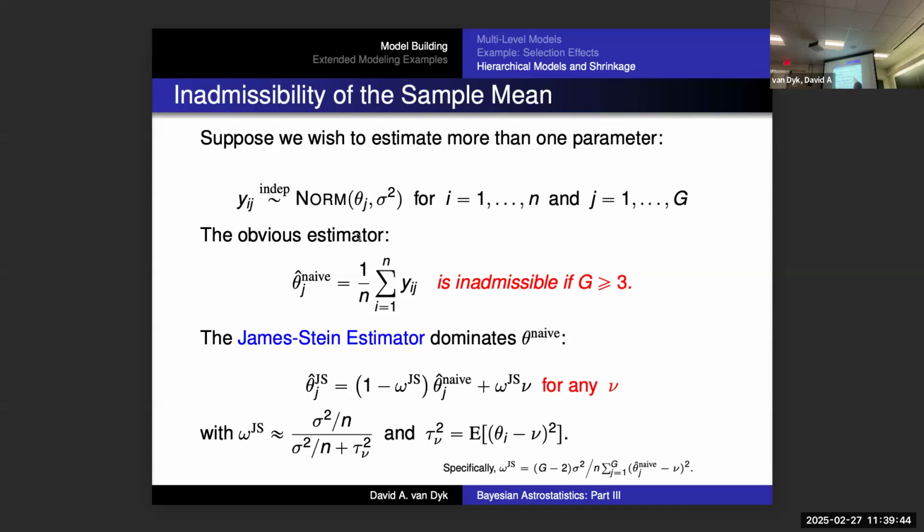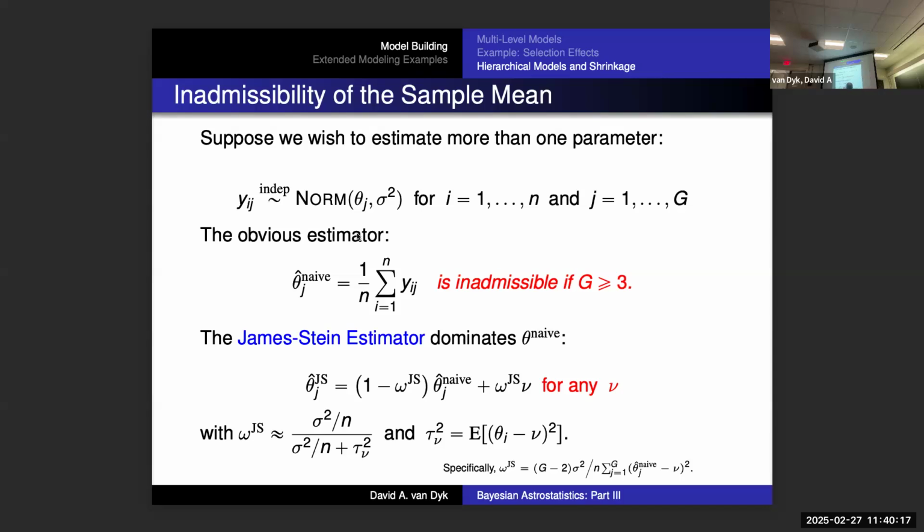Turns out that this is inadmissible if I have three or more groups. So if I just want to estimate one parameter or two parameters, the sample average is fine, but with three or more, there's a better estimator. It's called the James-Stein estimator, named for these two statisticians, James and Stein. And they showed that this estimator, JS for James-Stein, dominates, that is, it has a smaller mean squared error for all values of the true parameter. And what did they do?